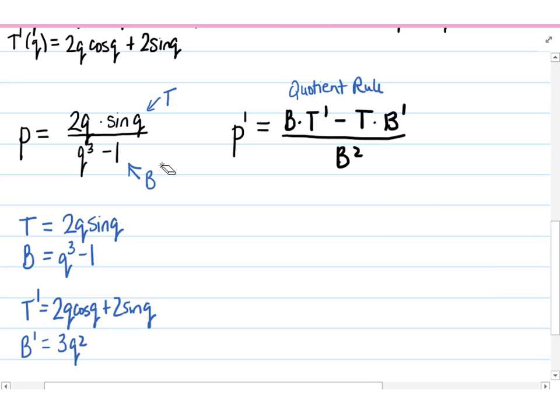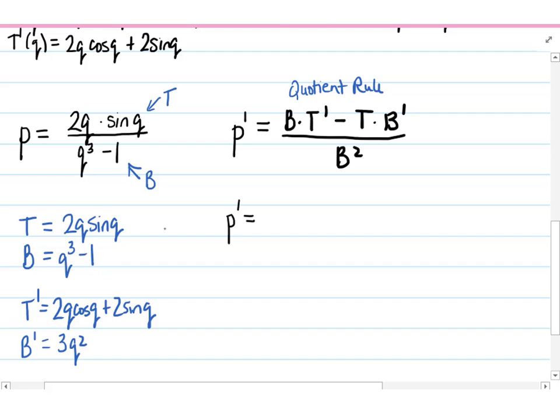Okay, so our original function p is 2q sine q over q cubed minus 1. We've divided the function into a top part and a bottom part, and we have found the derivatives of the top and the bottom. And now to find the derivative of the whole function p, we need to use the quotient rule. Bottom d top minus top d bottom over bottom squared.